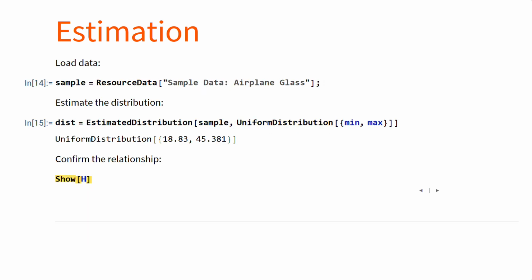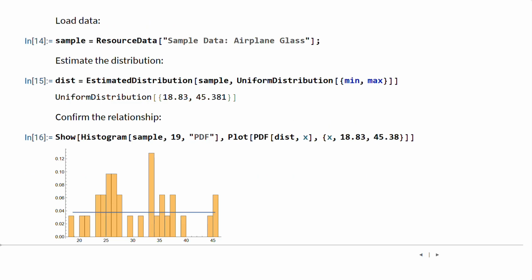Let's say you suspect the time of airplane glass to break to be uniformly distributed. Then, as usual, load the data, estimate the distribution, and confirm the relationship through visualization. Here, you can see the sample follows approximately the curve. Considering the limited amount of data, this indeed seems to be approximately uniform.